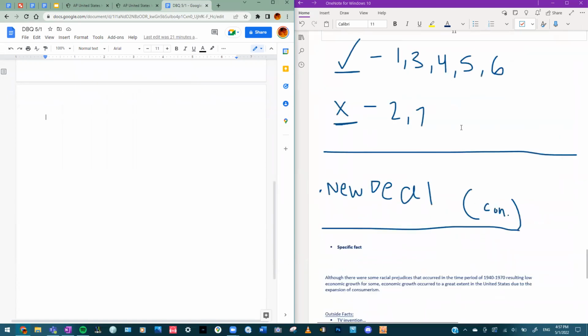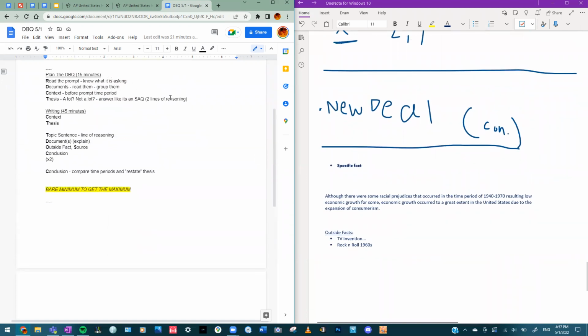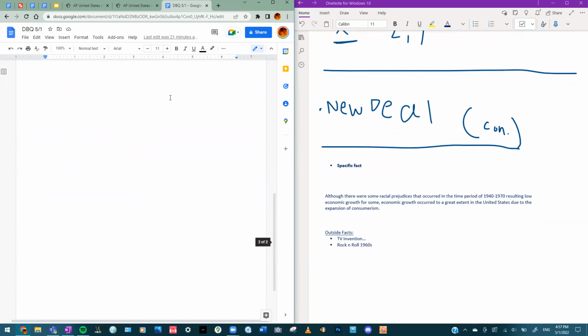All right. So now we're going to start this area. What would we do in the first paragraph, the intro paragraph? CT, context, thesis. We said we were going to use the New Deal as a context. So what we need to do is explain how the New Deal led to the economic prosperity in 1940 to 1970.